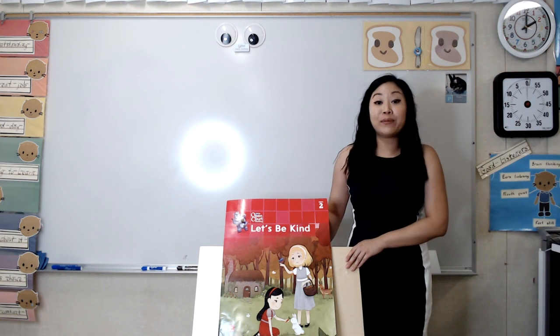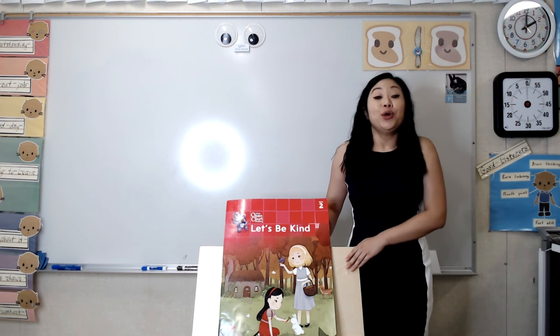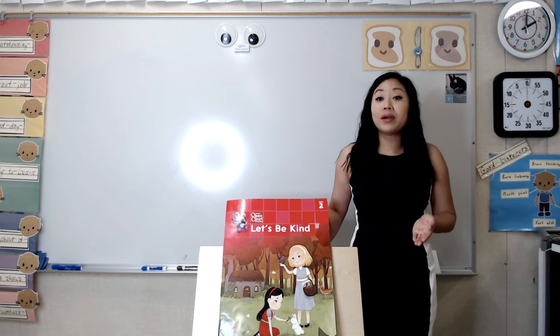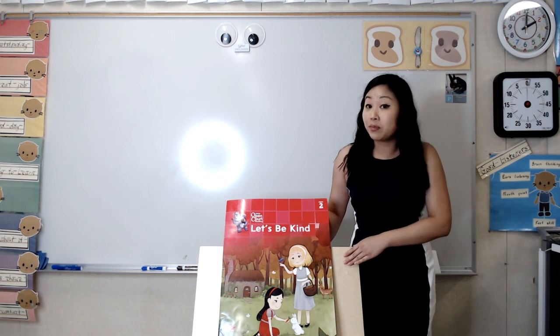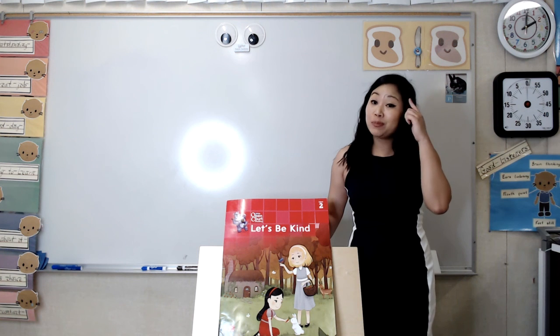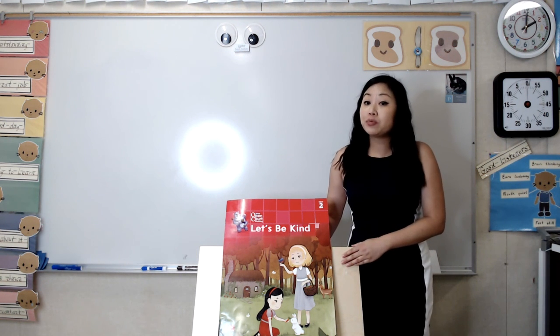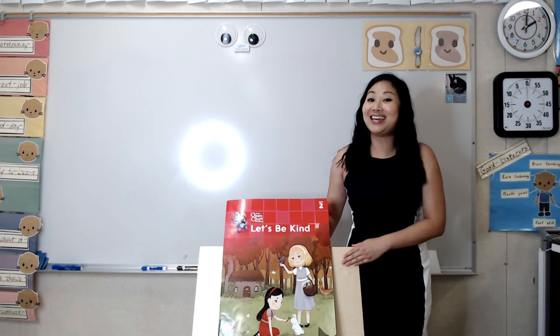Friends! Yesterday we read Snow White and Rose Red in our big book about kindness. Good readers read stories more than once to help them understand the story and characters better, because when we read a story more than once, it helps our brains pick up on more details. So today we're going to read Snow White and Rose Red again.